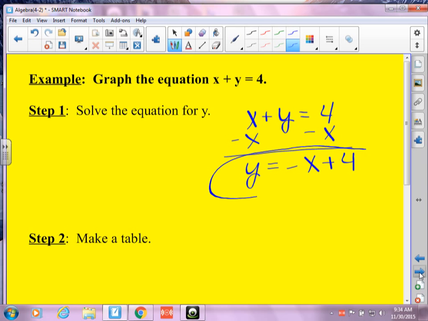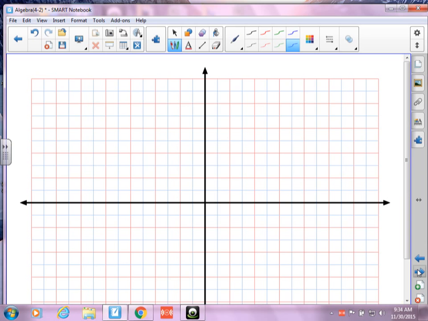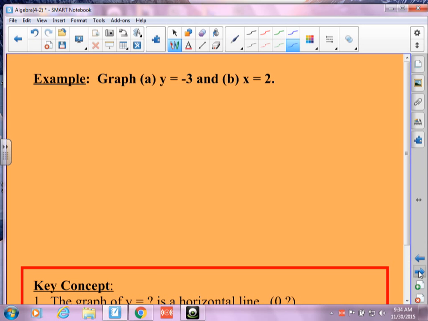This is the hardest part for students. This is the hardest part. So we're going to get a worksheet in the next couple of days, and we're going to just solve for y for different equations. Okay? All right, let's keep going.